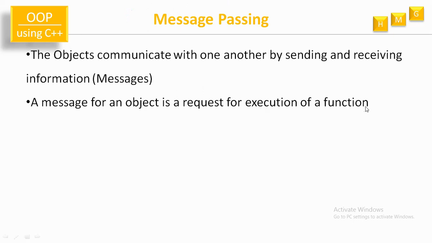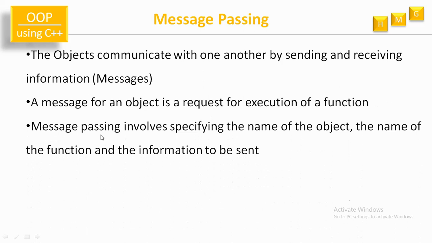So what is actually a message? At a lower level, it is nothing but a function. The object calls a function to execute, and the function will return a certain value, data, or result. So like this, a message for an object is nothing but a request for execution of a function. How the object executes the function, we will see.